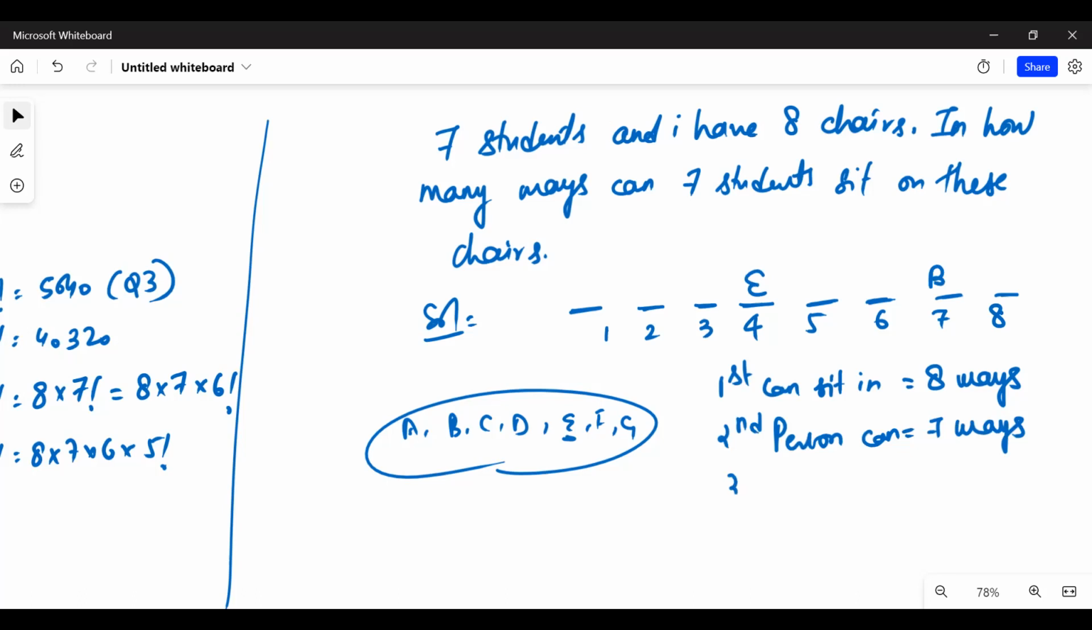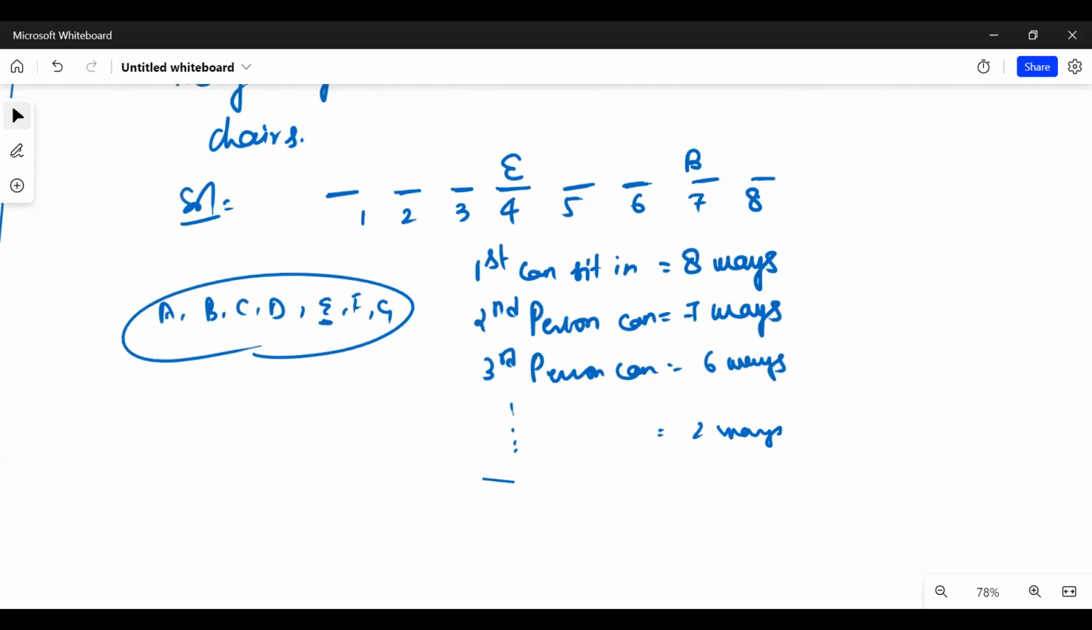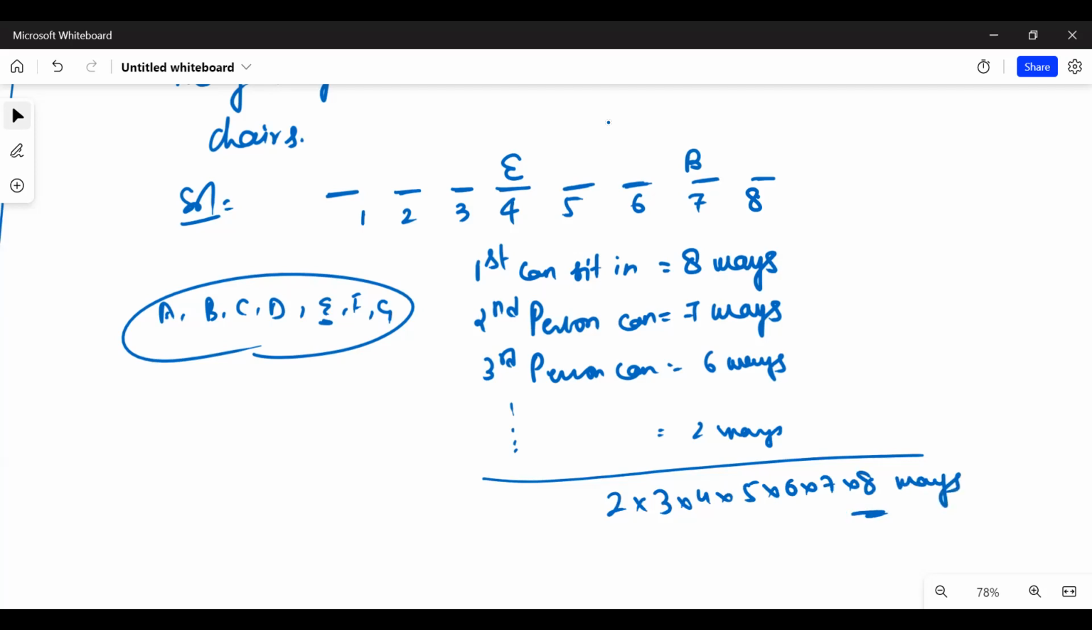Now the third person, similarly, can sit in how many ways? 6 ways. I hope you are getting the logic. So whoever is the last person will sit in 2 ways. So in how many ways can they sit? This would be 2 into 3 into 4 into 5 into 6 into 7 into 8. Either you can do it this way, or this can be written as 8P7.